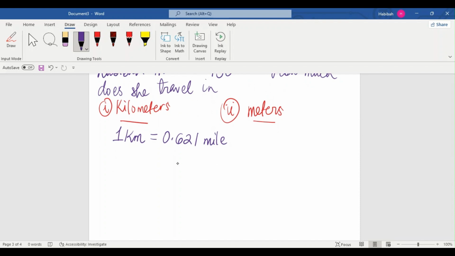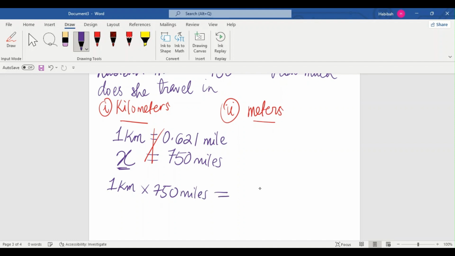So we're going to have 750 miles on this side equal to x, which is what we're solving for, our unknown. So you have miles on one side and the other units on the other side. That is how you set up your proportionality. Next you're going to simply cross multiply. After cross multiplying, we have 1 kilometer times 750 miles equals 0.621 mile times the unknown x.